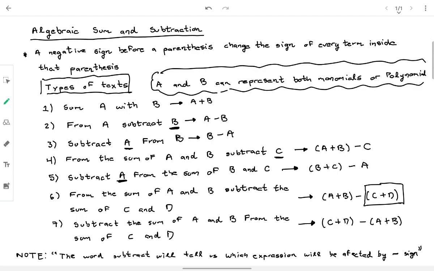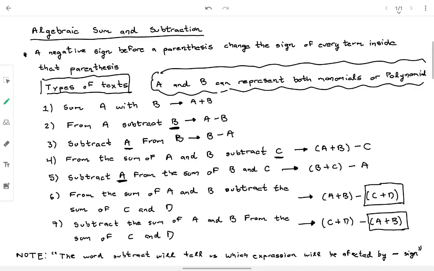And at last, at number 7, we have the same as number 6, but flipped. It says subtract the sum of A and B from the sum of C and D. That means we are going to subtract A plus B, so that will be the negative one. The negative one will be A plus B, and the positive one will be C plus D. So in this case, it's C plus D minus, A plus B.